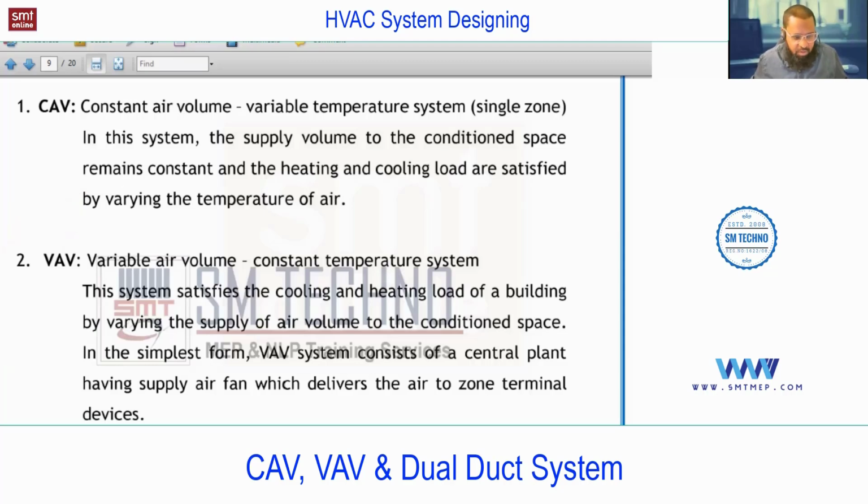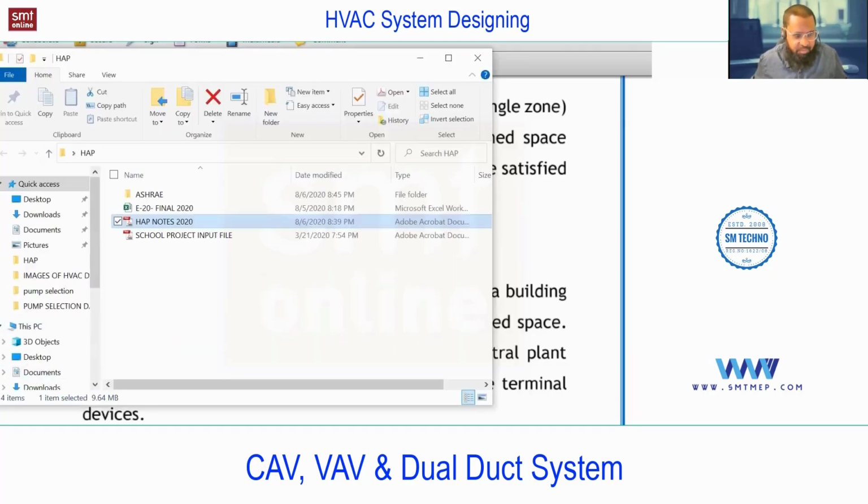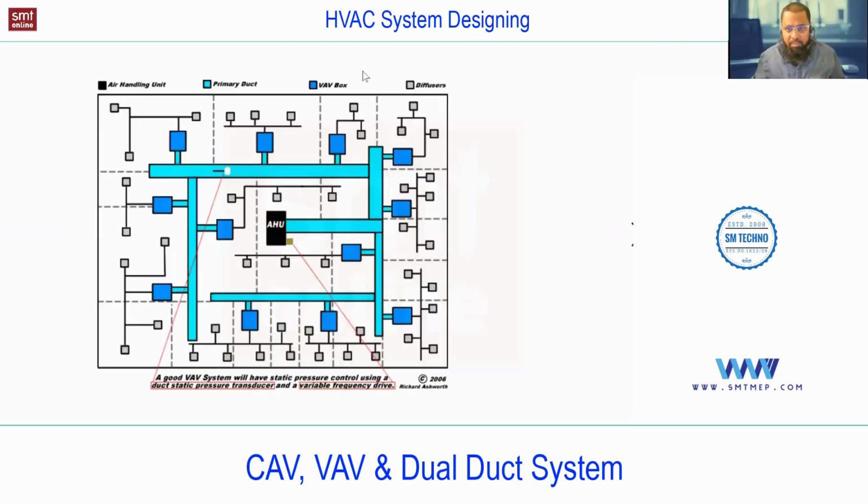Now I'll open one line diagram. If you try to read this, you'll get the idea. Try to read this drawing online. It's a plan view, right? In the plan view, you can find this black color is an AHU, cyan is a duct, blue is a VAV box, gray is a diffuser. With this reference, try to read this and find the difference between the CAV and VAV.